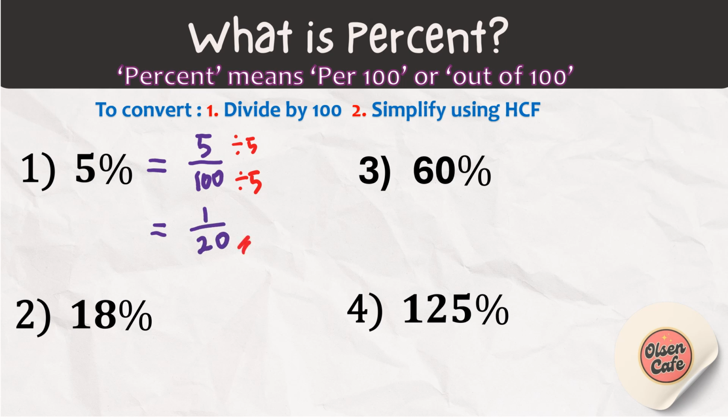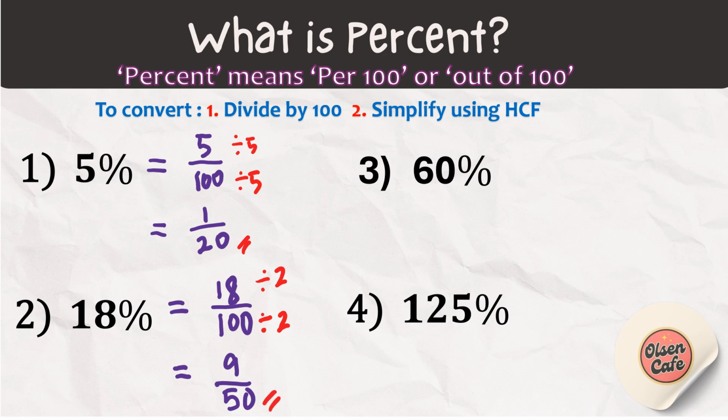Now let's take a look at the other example, which is 18%. So 18% is the same as 18 out of 100. And what we need to do is identify the highest common factor. So between 18 and 100, the highest common factor is actually 2. So therefore, I divide by 2 and simplify it. I will get 9 out of 50.